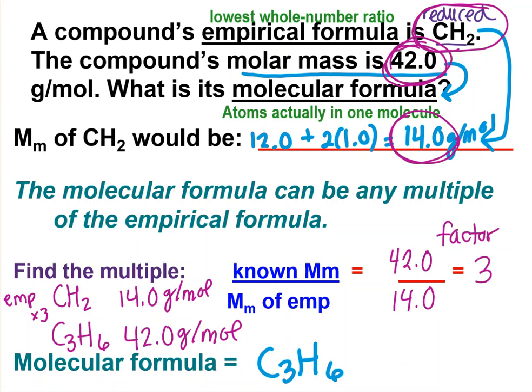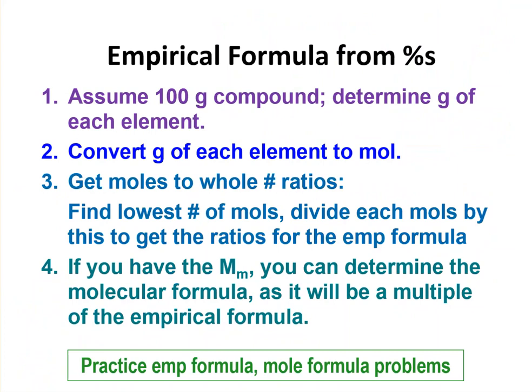Once we understand these types, we can put that together with our percent compositions to figure out molecular and empirical formulas. So these are the steps to go from the percent composition. Then you can find the empirical formula by converting to moles. And then if you have a molar mass available, you can do the step we just did to get to the molecular formula.